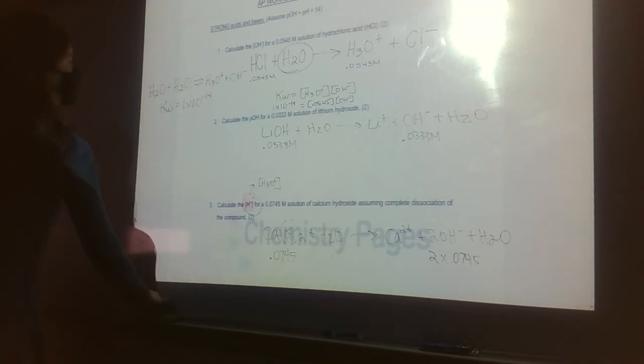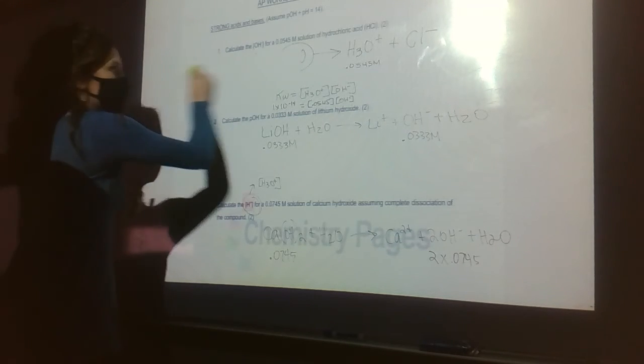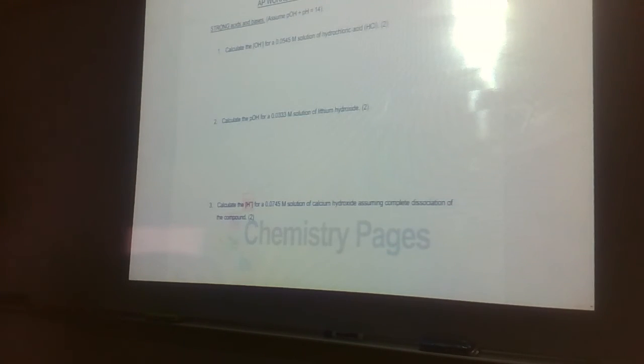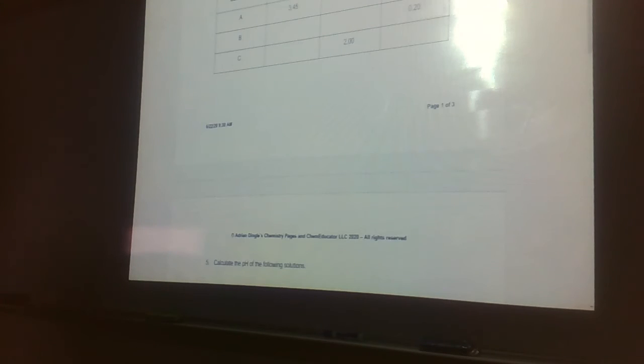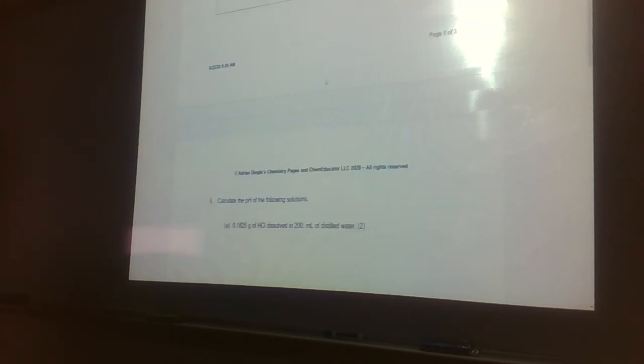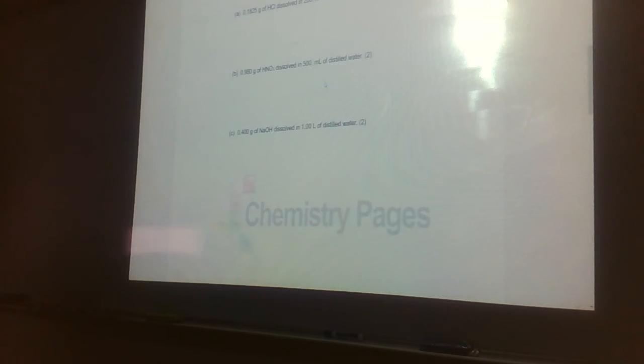Okay. I'm not doing this one right now. Okay. Questions on number 5? It's just finding the molarity of strong acids and strong bases.